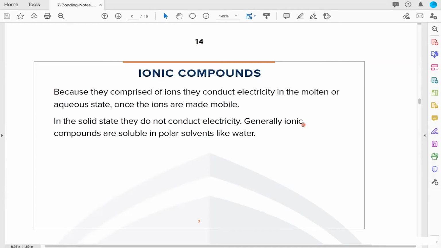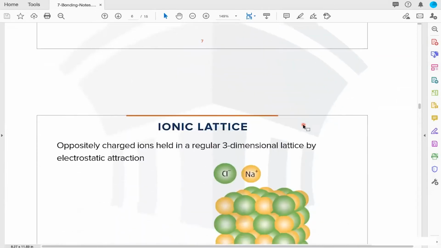Remember, never write electrons for ionic compounds, because electrons are not free no matter what. They just transfer from one atom to another atom. They're inside the atom. They're not free to move. It's the whole atom or the whole ion that moves if they have to conduct electricity. Ionic compounds are mostly soluble in water, but we don't talk about solubility in O-level.